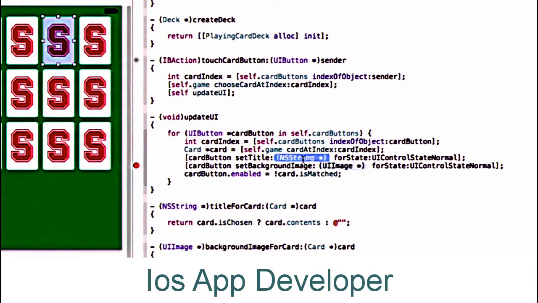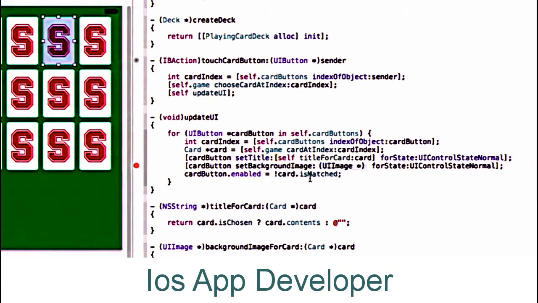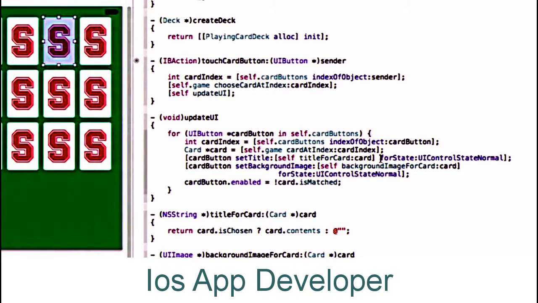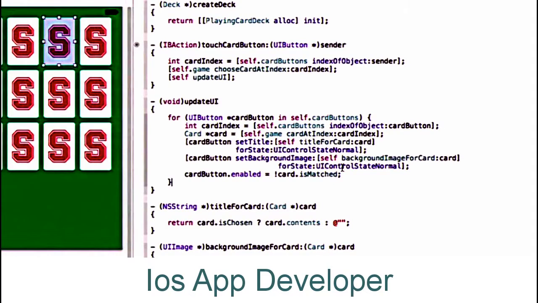Let's do the title first. I'm just going to say self, title for card, the card, and then here I'm going to say self, background image for card, the card. And for both of these I'm going to hit return just to make this a little easier to see. So that's pretty much it.